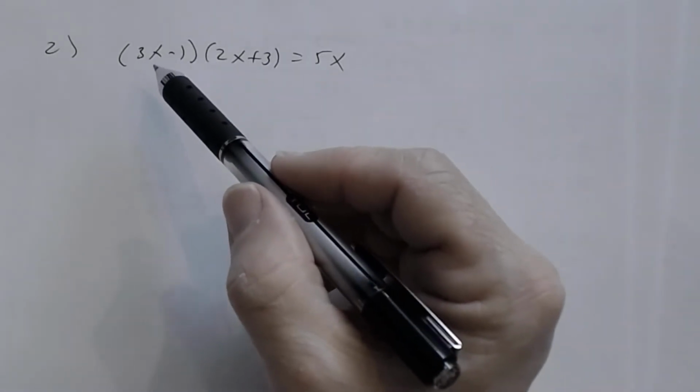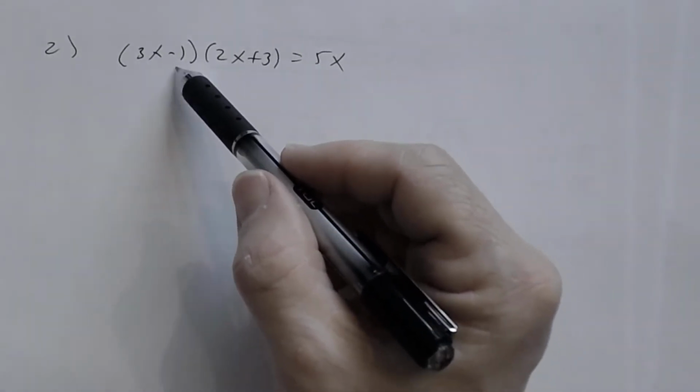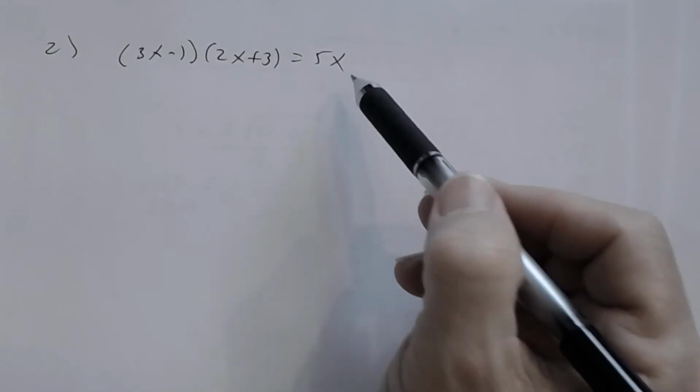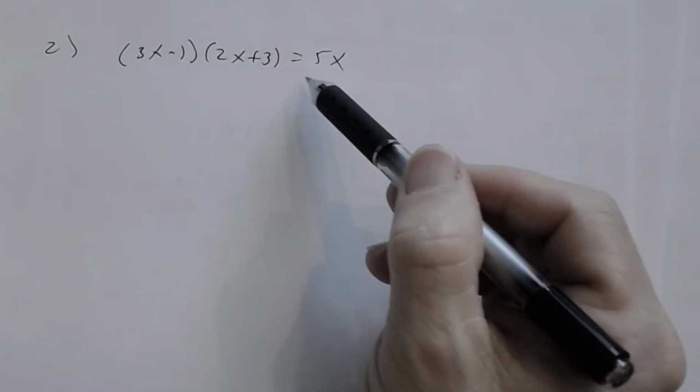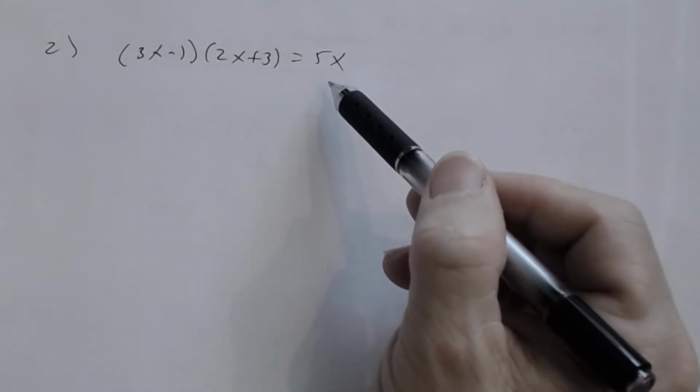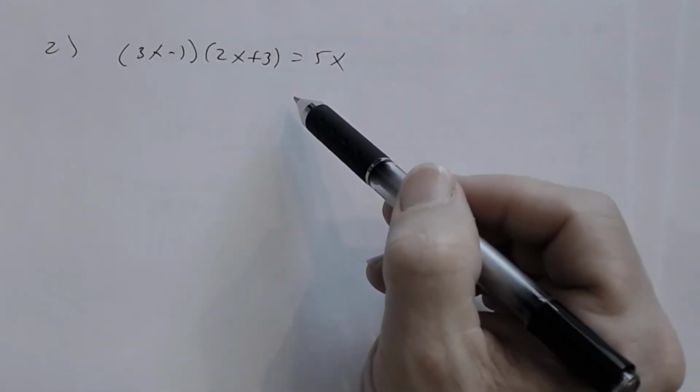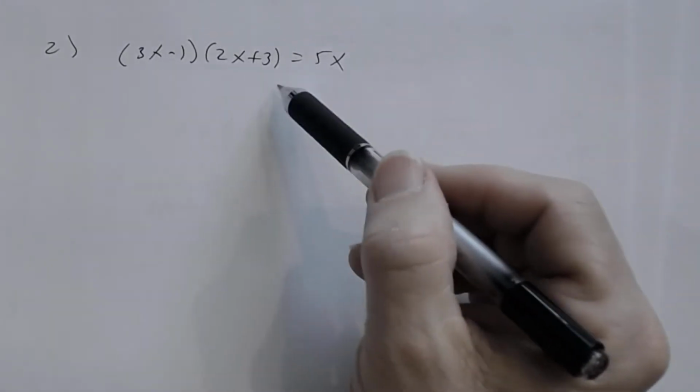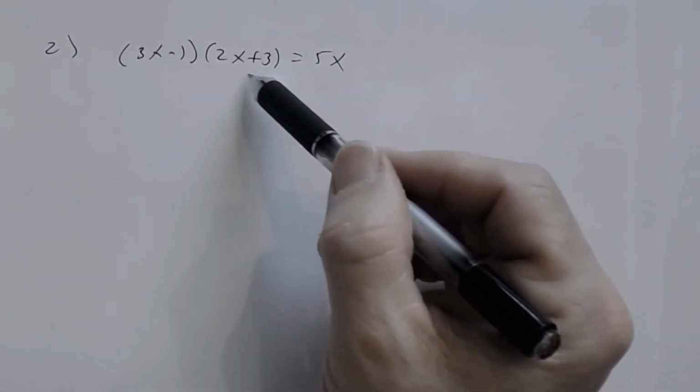So you cannot say that this equals 5x and this equals 5x. The only time that applies is if this is 0. So what you have to do here is FOIL this out. You see how you have those 2 binomials?